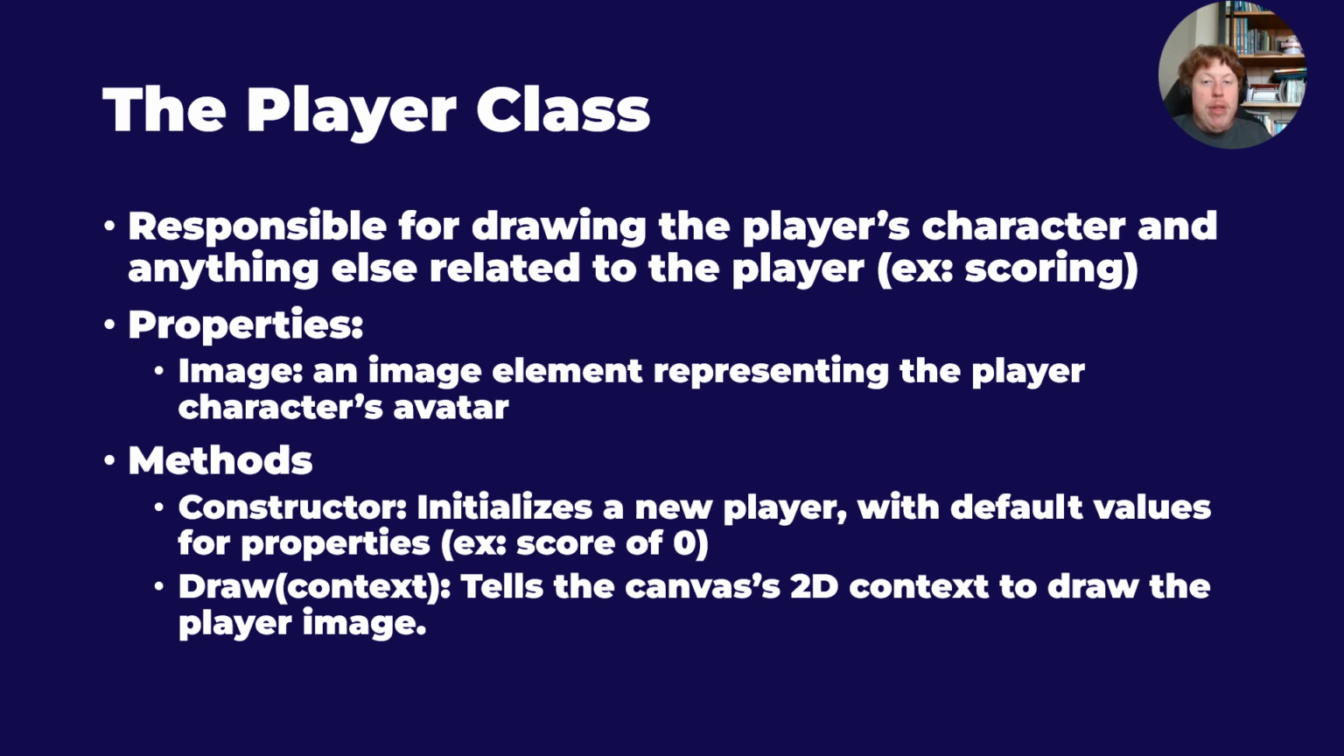Next, let's create the player class. This class will be responsible for drawing the player's character and anything else related to the player, for example, scoring. It will have a few properties and methods. The image property is an image element representing the player character's avatar. The constructor method initializes a new player with default values for properties, for example, a score of 0. The draw method tells the canvas's 2D context to draw the player image.